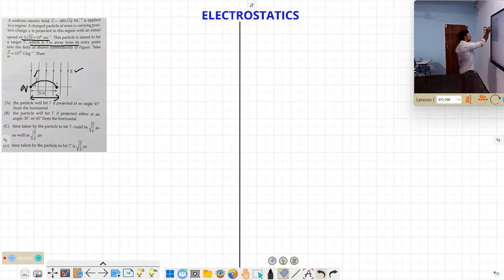Now the q by m value is given, and they have given some options here. If you see the options, what is given? The particle will hit T. T means target. If you project the particle at an angle of 45, it is going to hit the point T. Yes. The second option in a similar manner, if the two angles given are 30 and 60, in both cases it will hit the target, they are saying. And the third option gives the time taken by the particle to hit. What time it is going to hit the target is given. Fourth also, time taken is given.